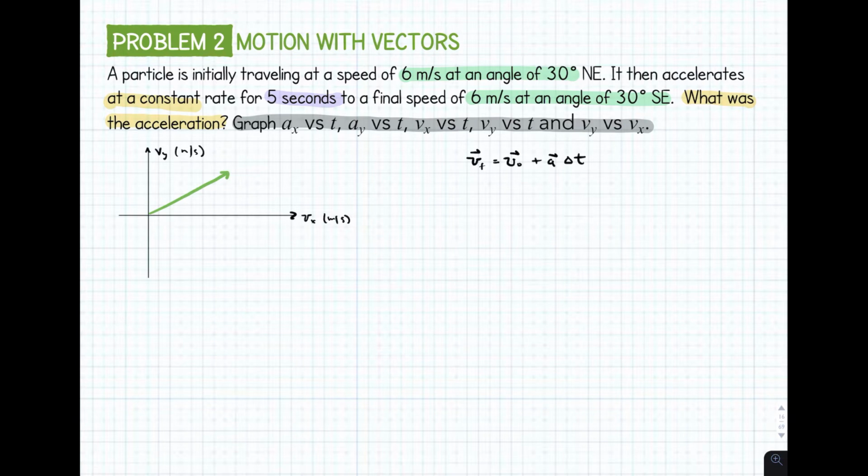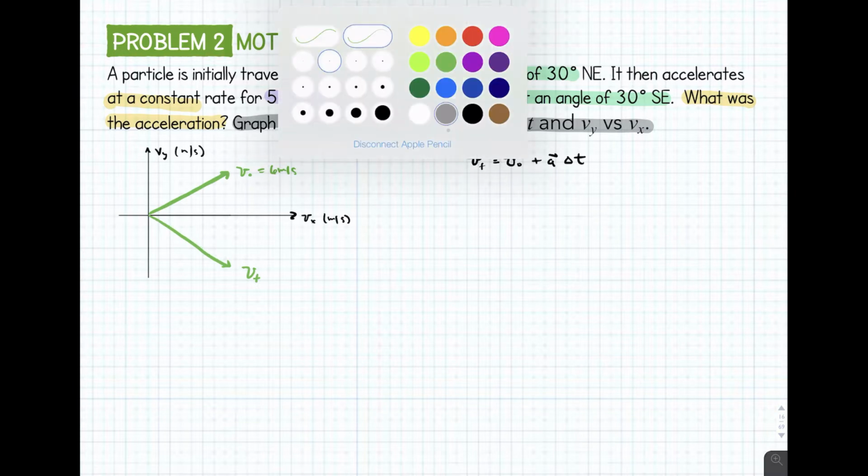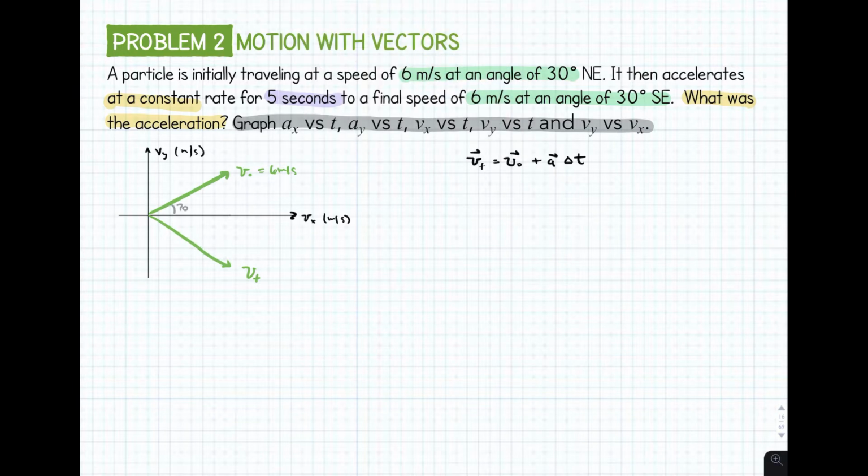And our final velocities look sort of like the mirror image of it. Like this. This is our velocity initial, this is our velocity final. Remember, these are equal to 6 meters per second, so that these things have a length of 6, and they have an angle of 30 degrees, and this is an angle of 30 degrees.